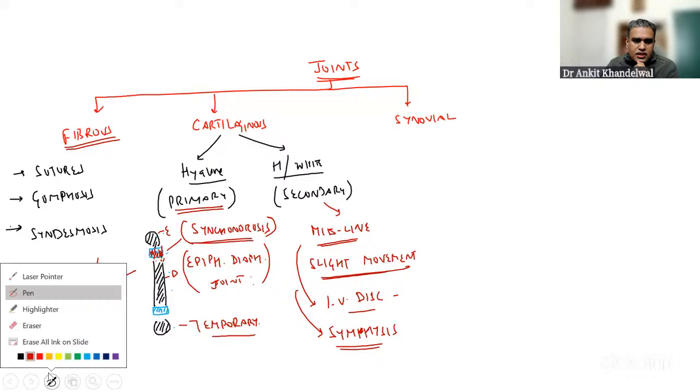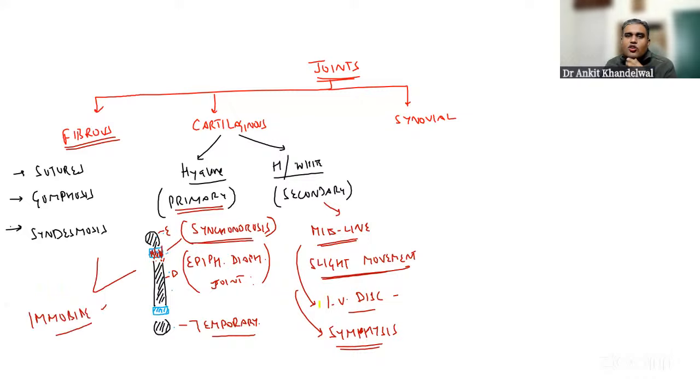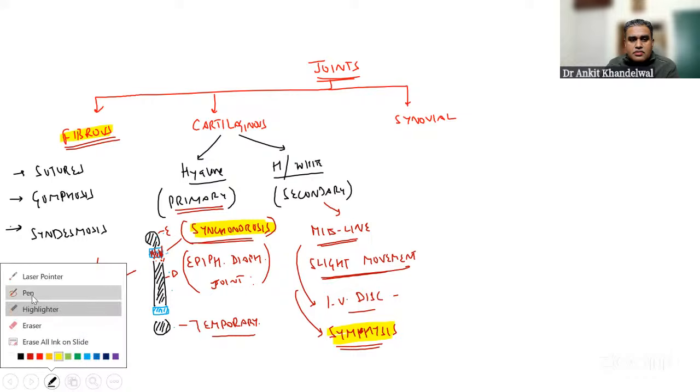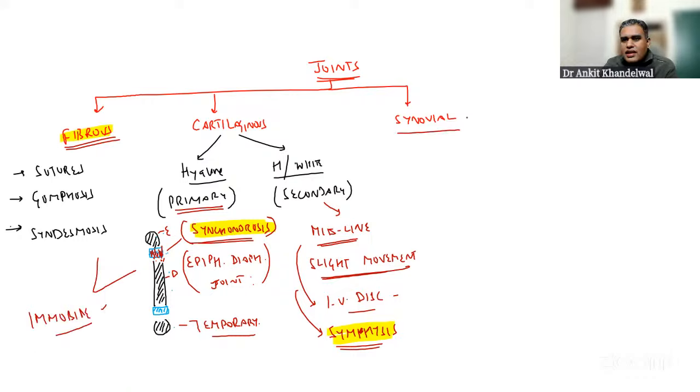So do remember, this is a very, very important part of the entire general anatomy. Do remember the word symphysis is secondary cartilaginous. Do remember the word synchondrosis, it's primary cartilaginous. And do understand what is fibrous. Last but not the least comes a synovial joint. Here we have mobile joints.